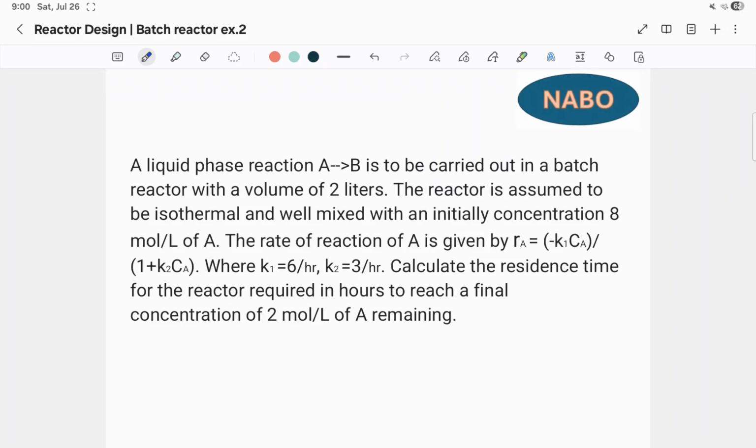Hello everyone, on today's video we will be doing another batch reactor example.